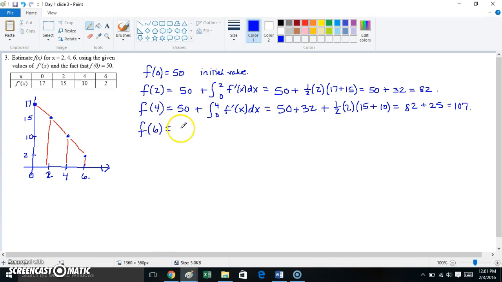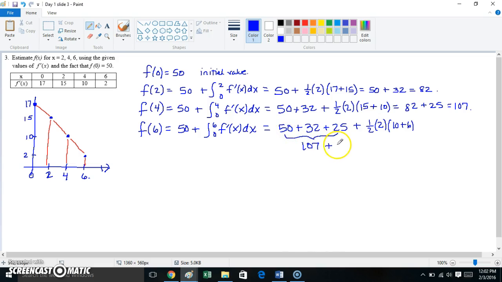Last one, f of 6 will be 50 plus the integral from 0 to 6 of f prime of x dx. Okay, I know that's 50 plus 32 plus 25 plus the area of the last trapezoid, which is 1/2 times 2 times 10 plus 6, or 16. So we're going to get 107. Did I do that correctly? Sorry, nope, that's a 2, not a 6. So plus 12. So 107 plus 12 is 119. Okay.